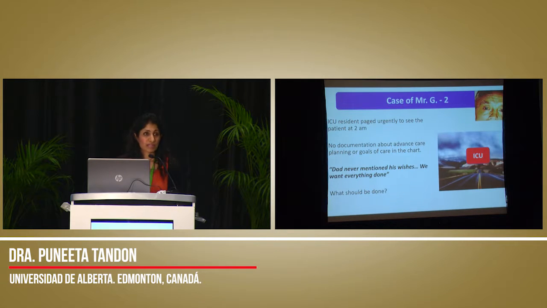The ICU resident, so the intensive care resident, was paged urgently to see the patient at 2 a.m. in order to admit the patient to the intensive care. Flipping through the chart, there's no documentation about what the patient would want or advanced care plans. The family's phoned. The family says, Dad never mentioned his wishes, but we want everything done. So what should be done? Should this patient continue along the road to ICU, as many of our patients do?